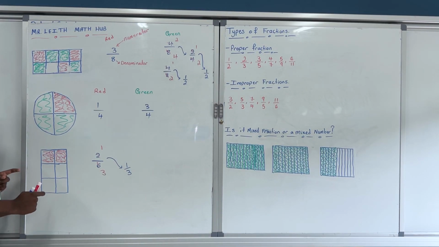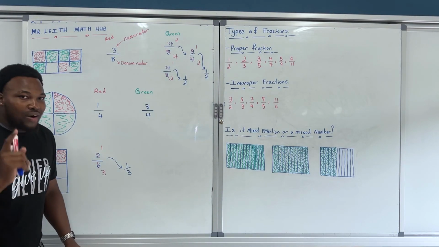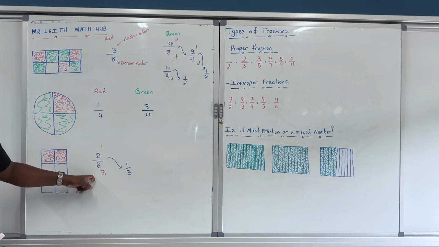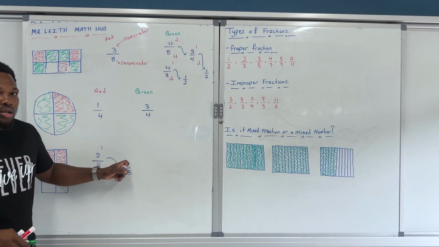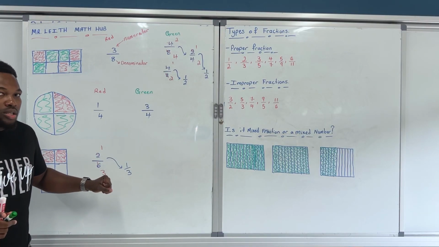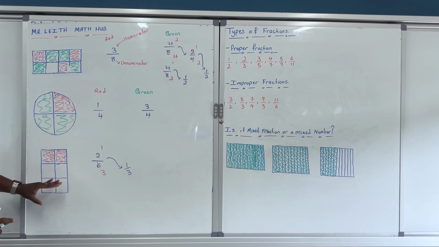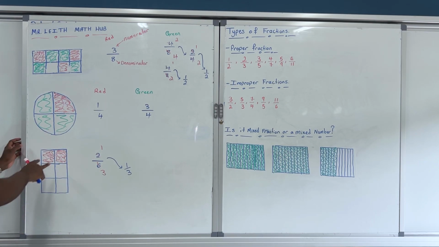So you're changing the number, not the value. So 2/6 is the same thing as saying a third. Not a quarter, but a third of this shape or whatever it is. So what we're sharing is a third. 2 out of the 6 is a third.